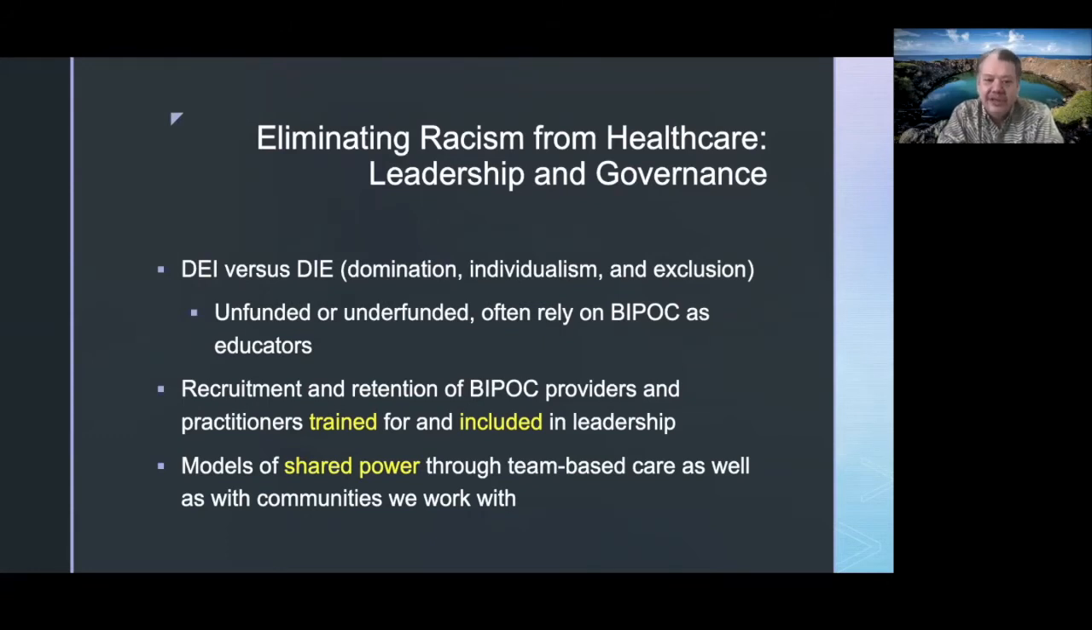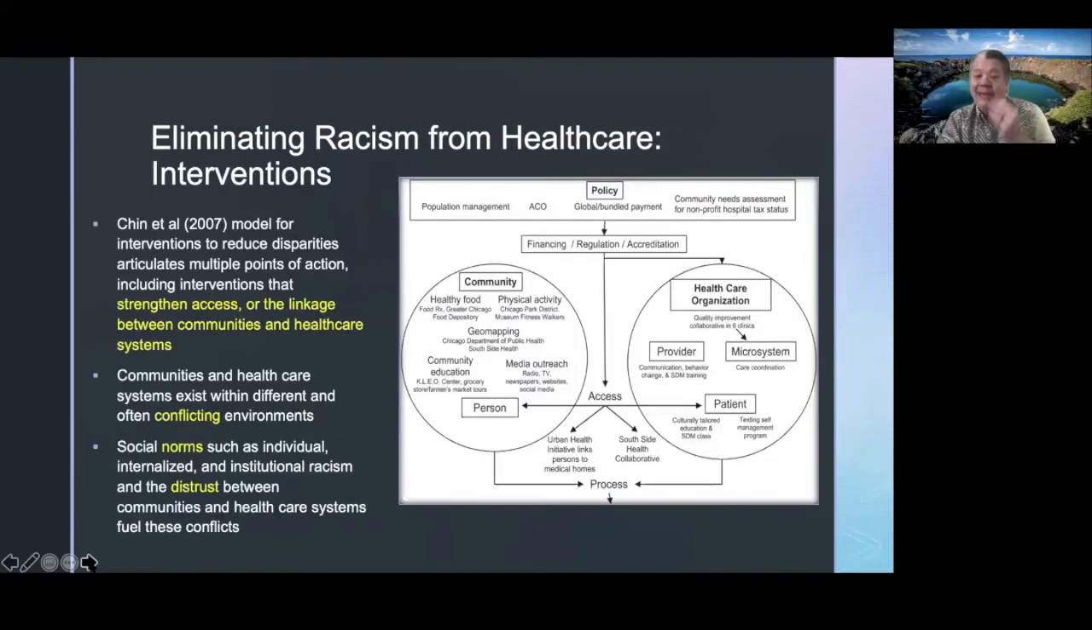are taken more seriously. Recruitment and retention of providers of color, practitioners who are trained, and not only trained for service, but are also trained in leadership. Yeah, we need to start training people for leadership, and we need to start mentoring people for leadership. We need to continue to implement models of shared power through team-based care. And we need to start including the communities that we work with.